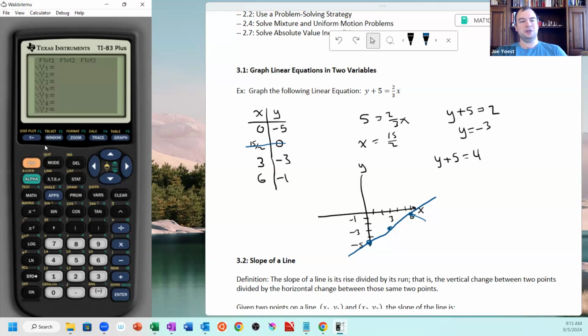Now, just in case you hit Y equals and you got something that looks different, maybe you got something like this, I'll show you how to change it to the standard settings. Once you change it one time to the standard settings, you should never have to change it again. If you bought a brand new calculator, it should be at the standard settings. But if you rented one or borrowed one or bought one used, it might have some funky settings in it.